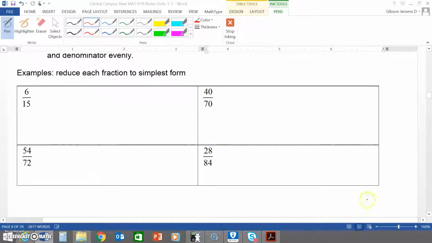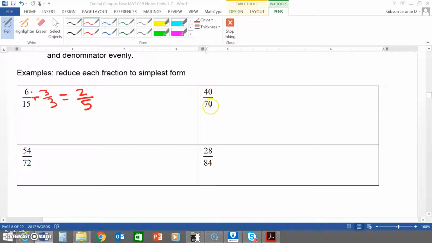Examples, reduce each fraction to simplest form. Now we have 6 and 15. Now we know that both of these are not even, so we cannot divide both by 2. But 6 and 15 both have 3 in common. So we could divide the numerator and denominator by 3. 6 divided by 3 is 2. 15 divided by 3 is 5. And 2 and 5 only have 1 in common, so we're done with that problem.